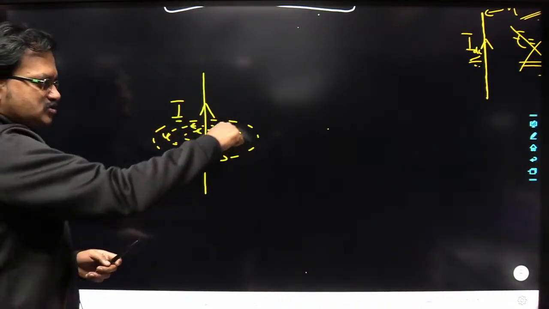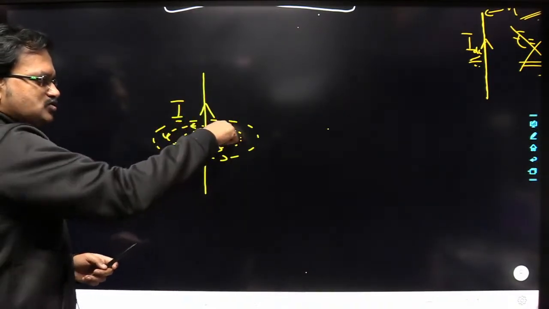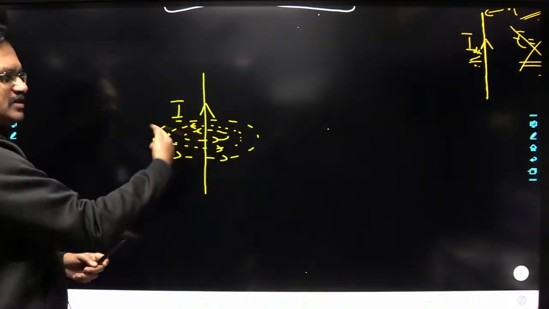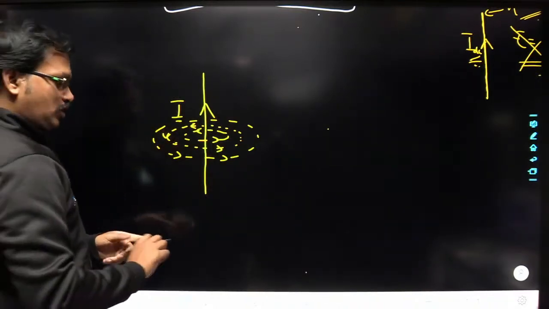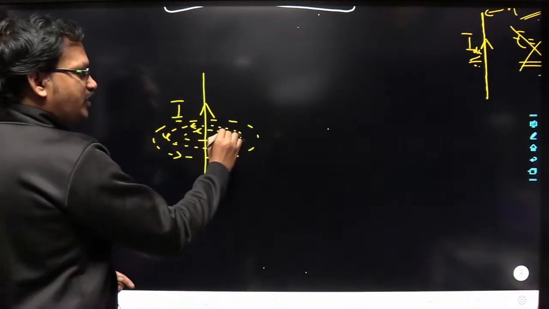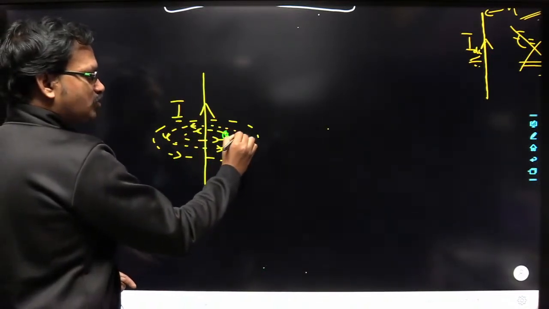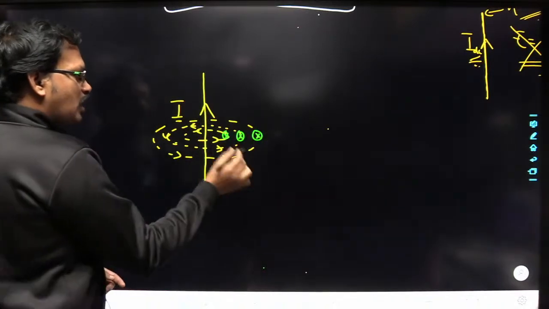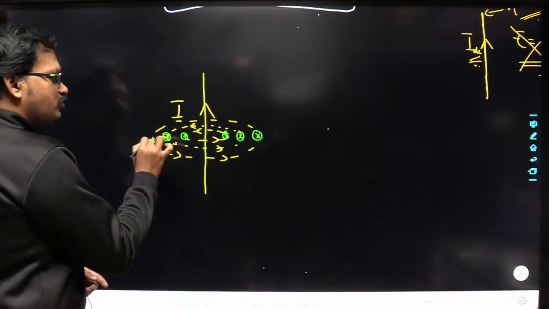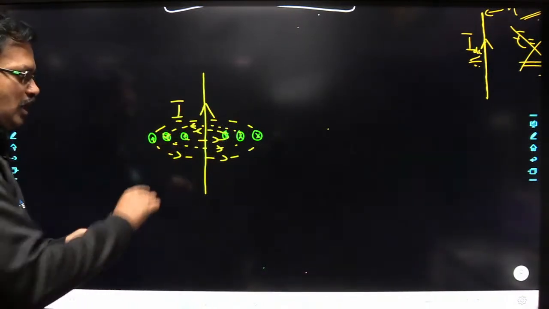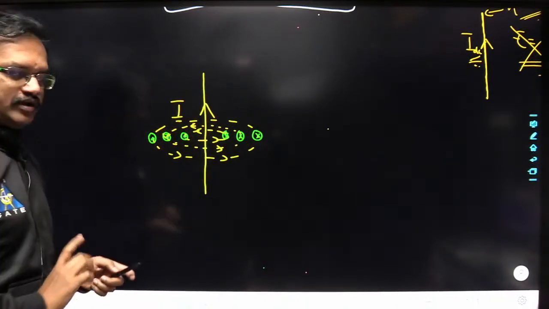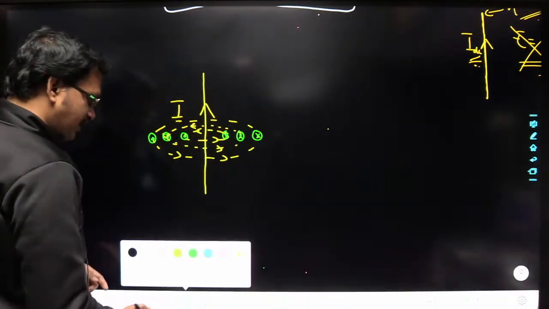This loop is like this. So on this side the field is going into the board. On this side of the wire, the field is coming out of the board. So here I am representing that. The B field is pointing into the board here, also into the board here. On this side it is pointing out of the board, and on this side it is pointing out of the board. So in this manner the B field is circulating around this current carrying wire. Right? Okay.